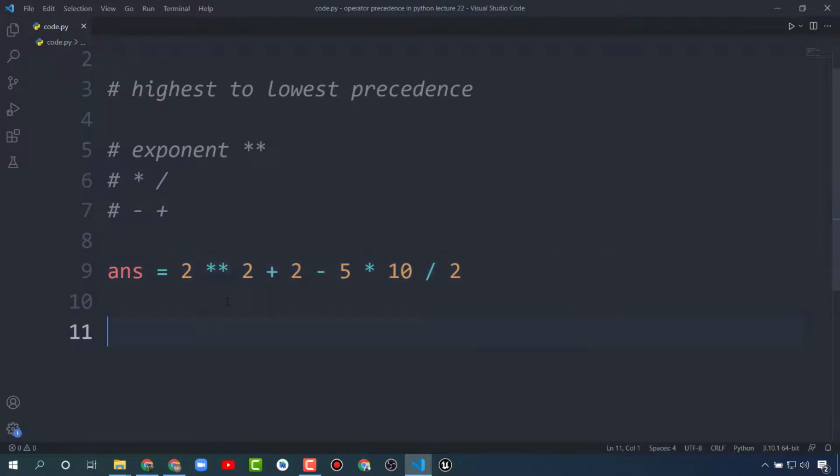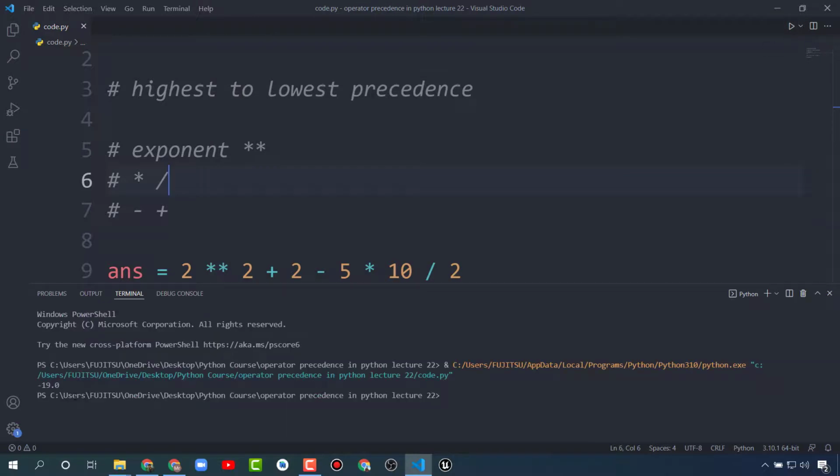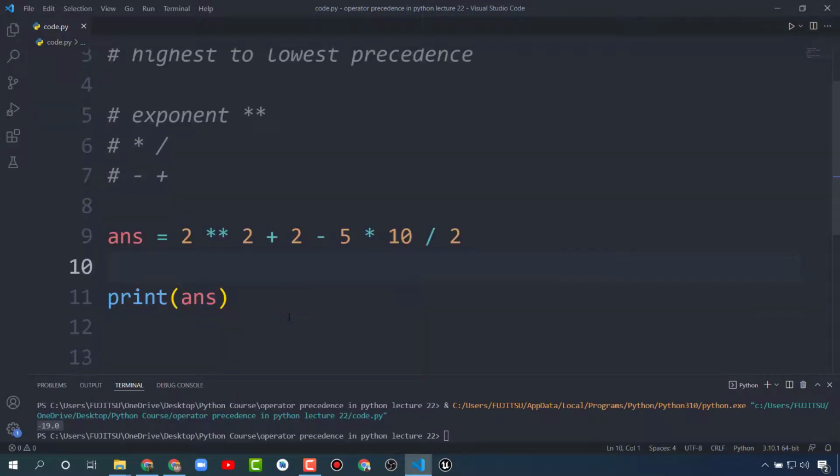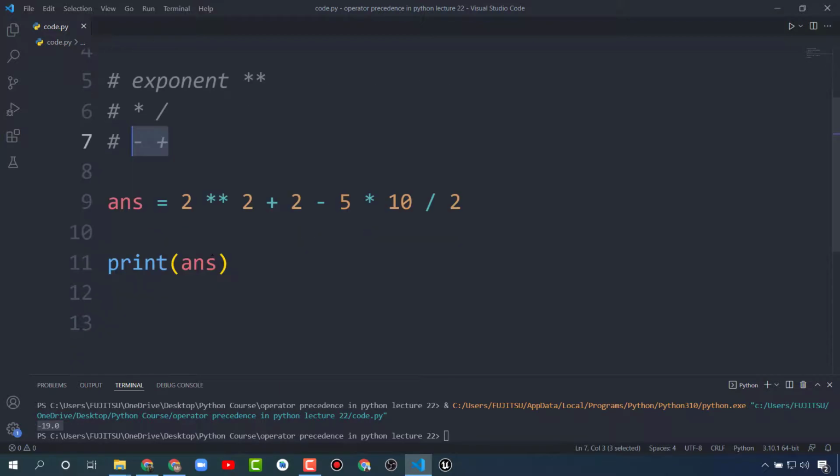In this equation, first of all the exponent will be solved, and then division and multiplication, and in the last the addition and subtraction will be solved. So first of all let's check its answer. Its answer is minus 19. So this is the operator precedence. The highest precedence is to the exponent, then multiplication and division, and in the last subtraction and addition.